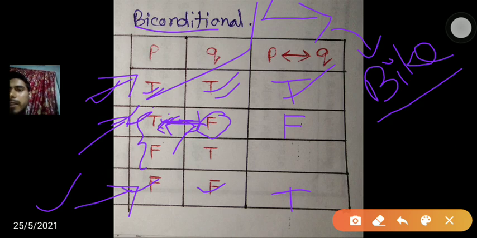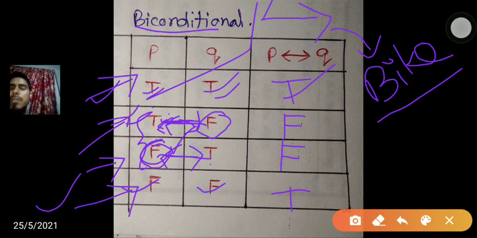And here also, see the third one. From P you are going to Q, from F you are going to T, and again from T you are going up to F, so your final result is F. You are meeting false, so the final result is false. Like this you can remember.